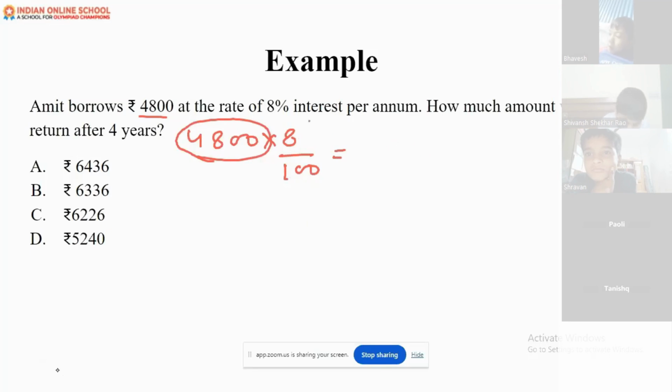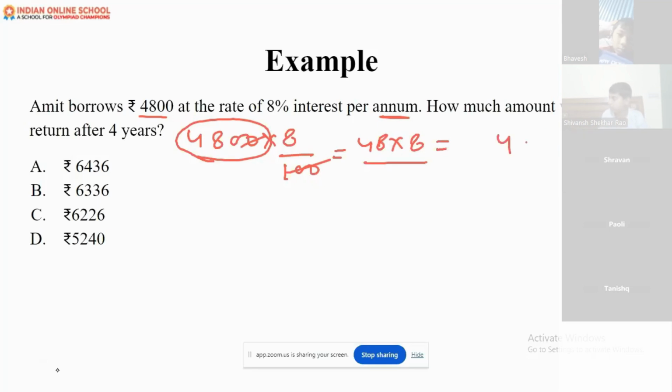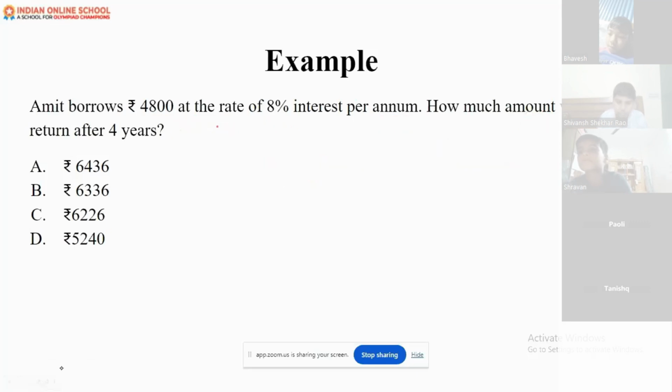Okay. So what is the question saying? The question says the 4,800 is at the rate of 8% interest per annum. That means every year how much is he paying? Every year he is paying this much money. What is it calculated to? That means 384 rupees he is paying each year. And we have to calculate similarly for the 4 years.